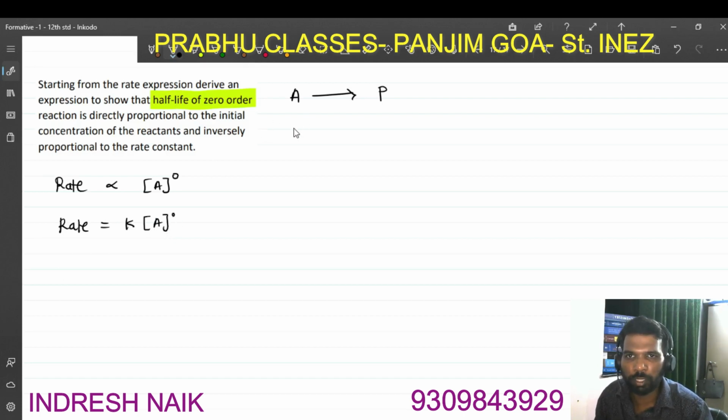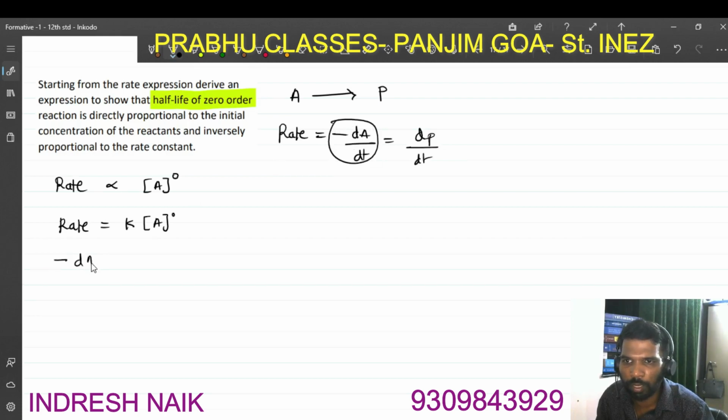So the instantaneous rate could be written this way, no? Minus dA by dt is also equal to dP by dt. So I'm replacing the rate term over here by minus dA by dt is equal to K. Anything raised to 0 is 1. A raised to 0 is 1. So what I get is dA is equal to minus K dt. So integrating equation 1, let's mark this as equation 1.